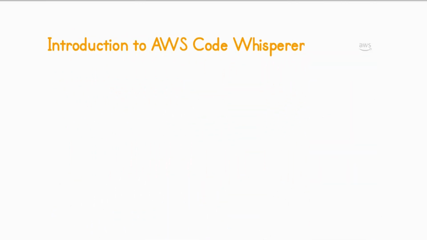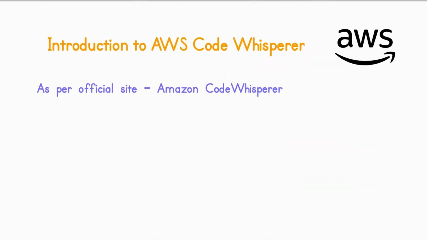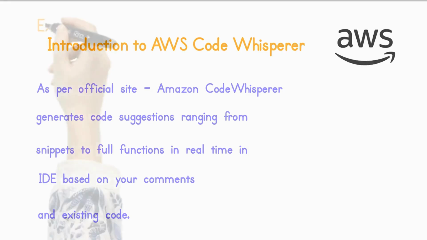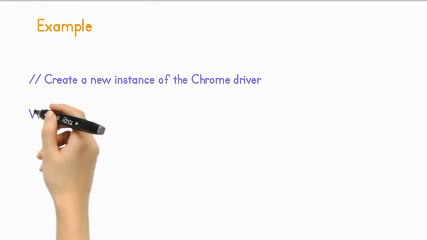What is Amazon CodeWhisperer? As per the official site, Amazon CodeWhisperer generates code suggestions ranging from snippets to full functions in real time in the IDE, based on your comments and existing code. Let's see an example of how it should work.